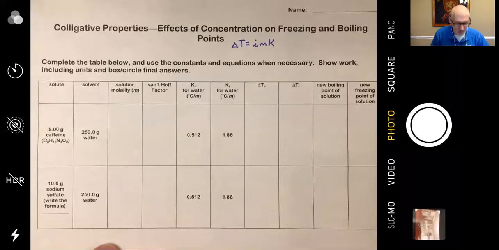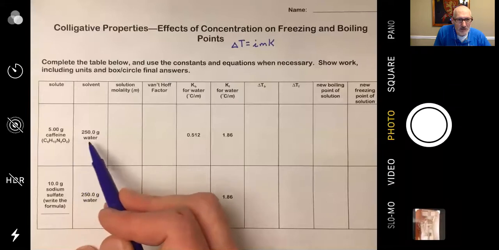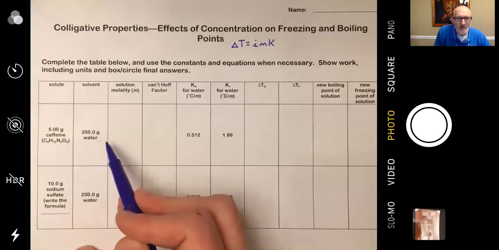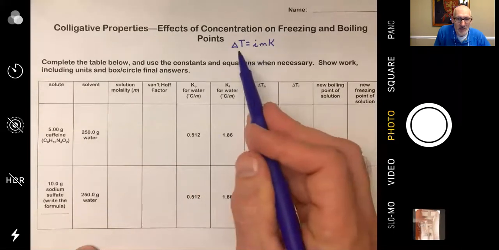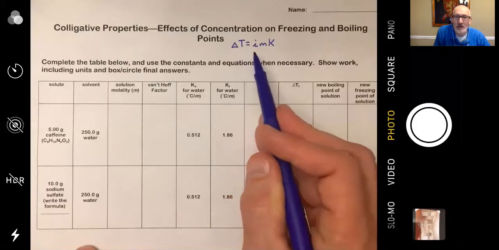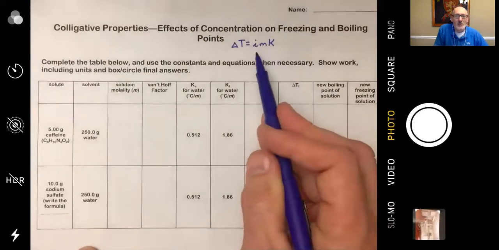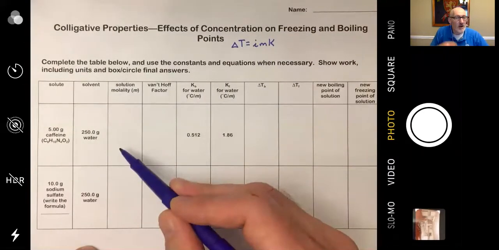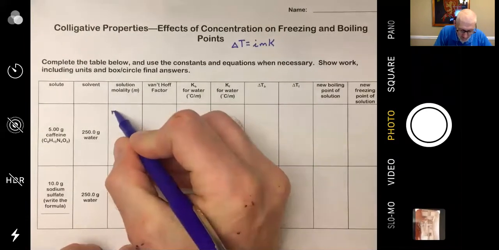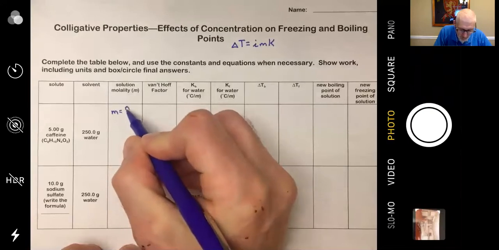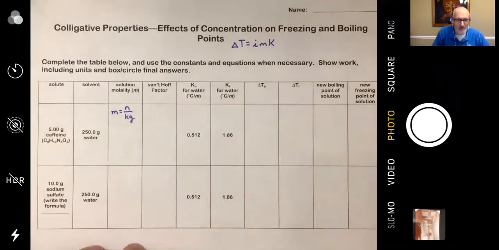So here's what we're going to do. We're going to think about dissolving 5 grams of caffeine into 250 grams of water. And the first thing that this asks us to do, because this formula requires us to know 3 things to find how much the boiling point or freezing point changes. We have to know what i is, what little m and little mk are. So little m is molality, which is why we started off with the practice that we just did. So let's remind ourselves what little m is. It's the number of moles of solute divided by the number of kilograms of solvent.